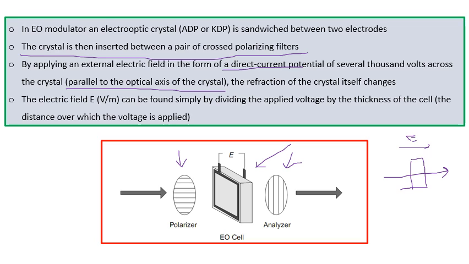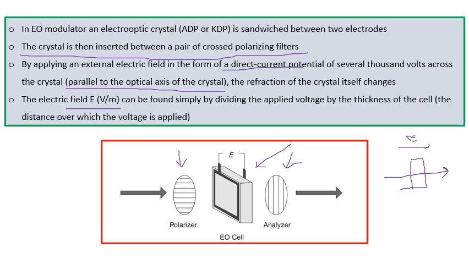So what happened? The refraction of the crystal changes. When the refraction changes, the light is divided into two polarizations, perpendicular and parallel, and according to that it passes through the analyzer, as I explained before. So the electric field here is in volt per meter, which you already know is the unit of electric field.